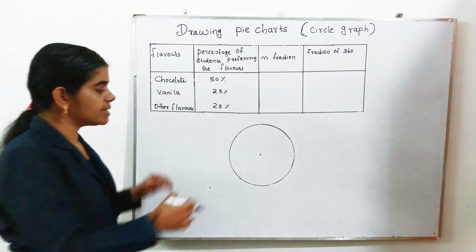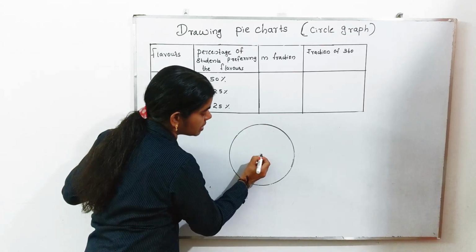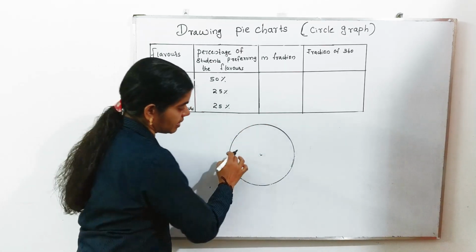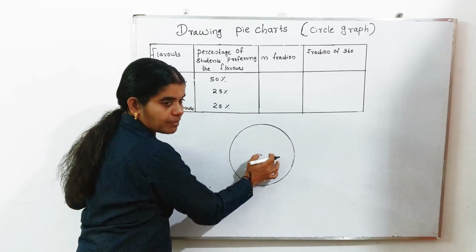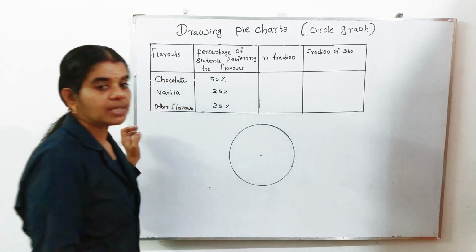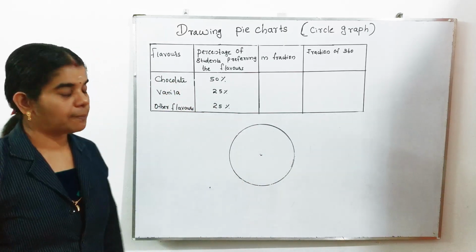You already know that a circle means total. Total degree will be 360 degree. You already know that if you draw this straight line, the top will be 180 degree, the bottom also will be 180. Total circle degree means 360 degree.